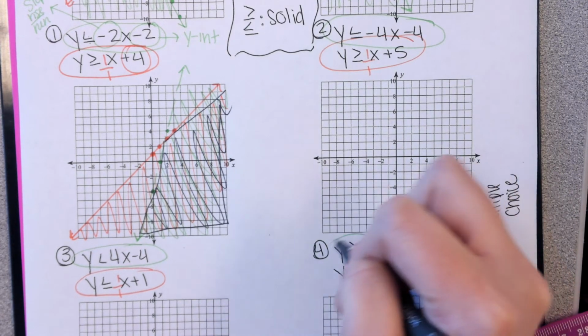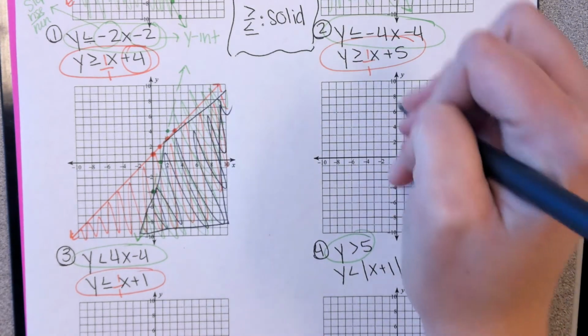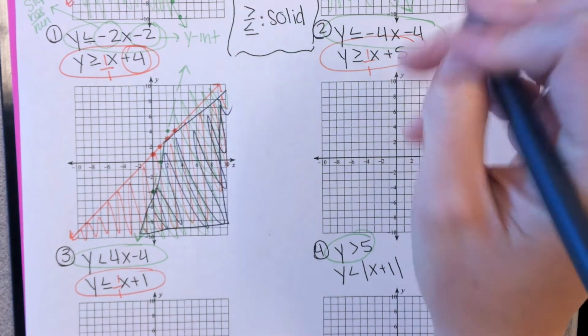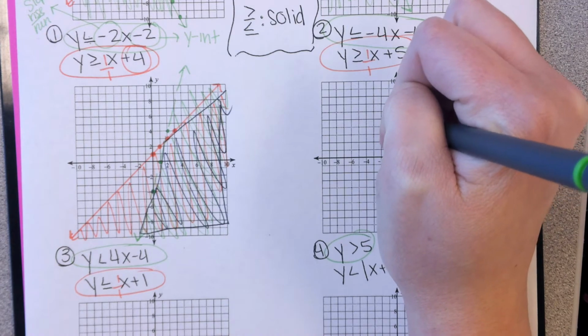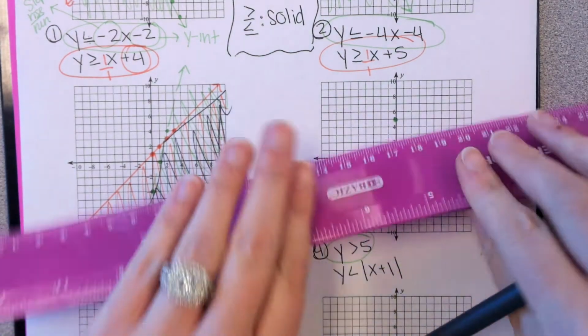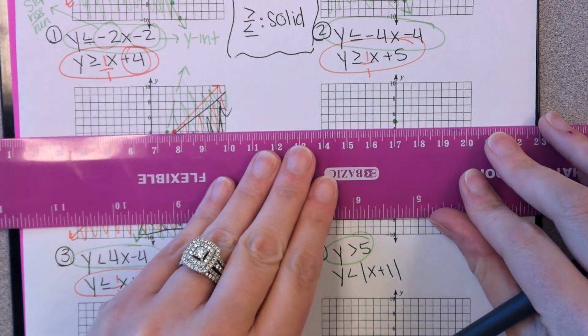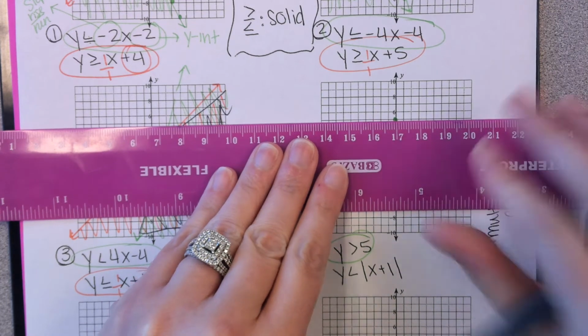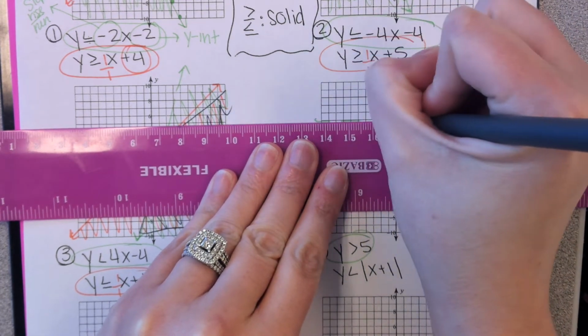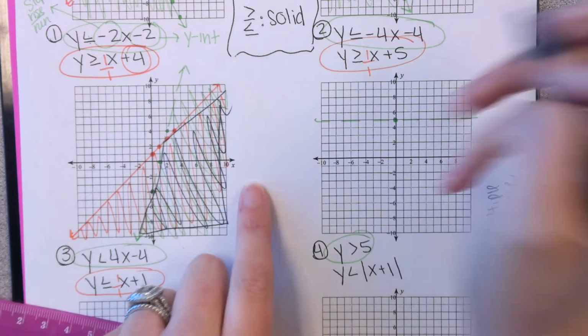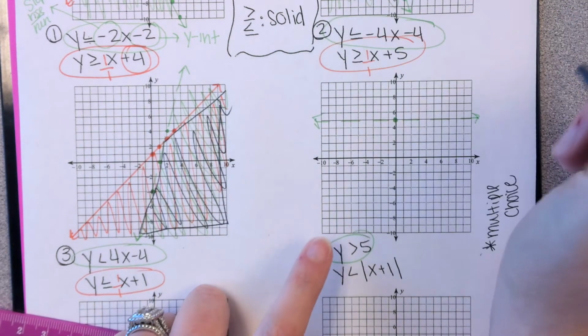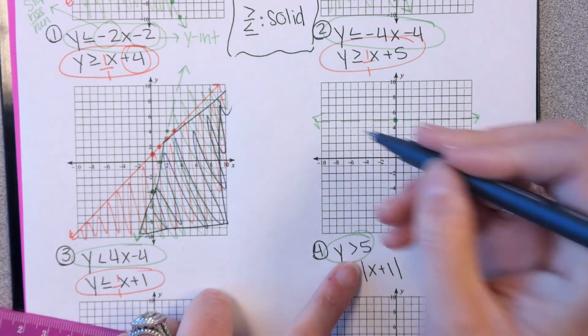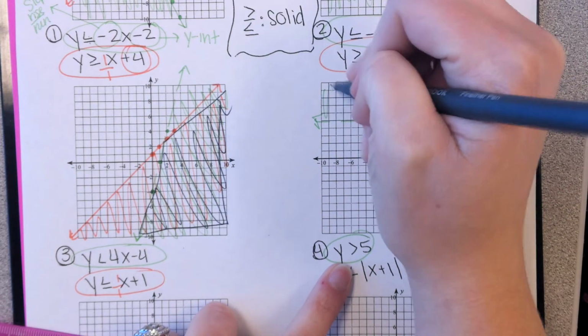So y is greater than 5. So I'm going to go to 5 on the y. And I don't have a slope, so that means it's 0. And we have a horizontal line. It's dashed. Okay, so you need to make sure you realize that that horizontal line is dashed. And we're shading above.